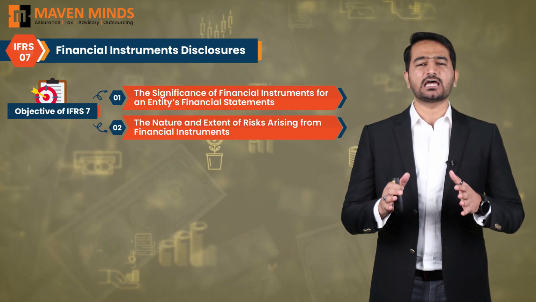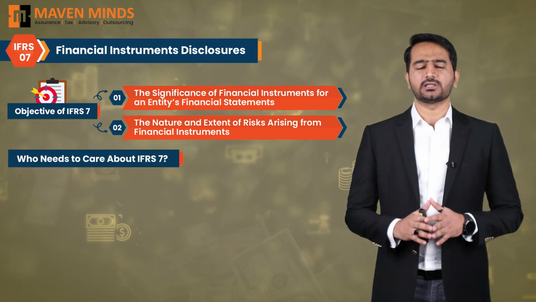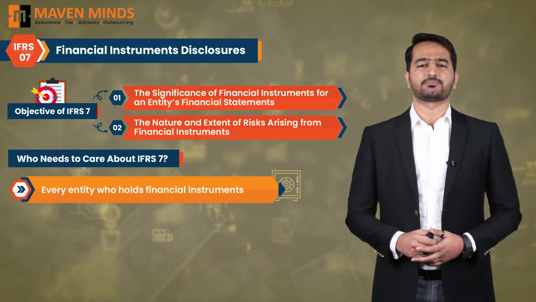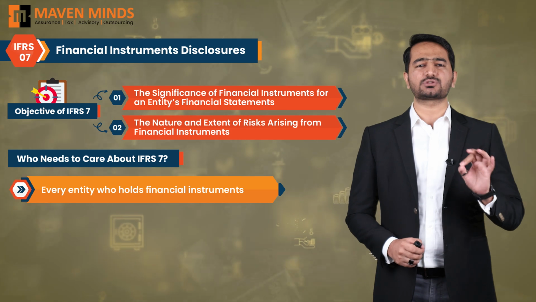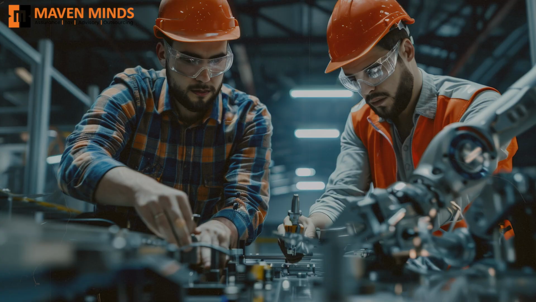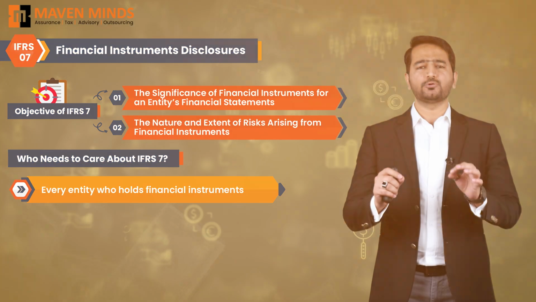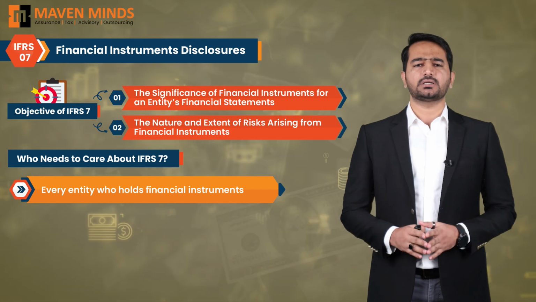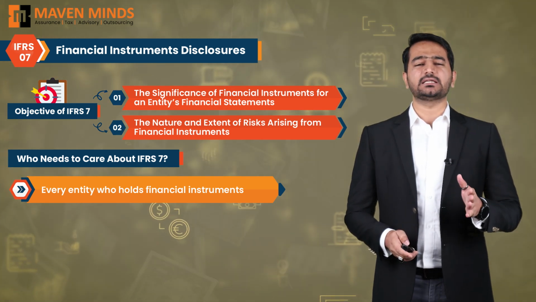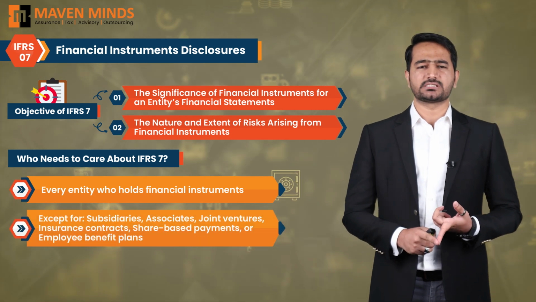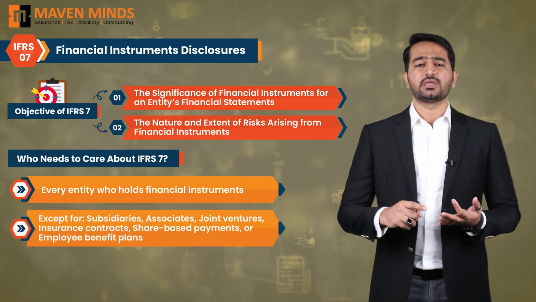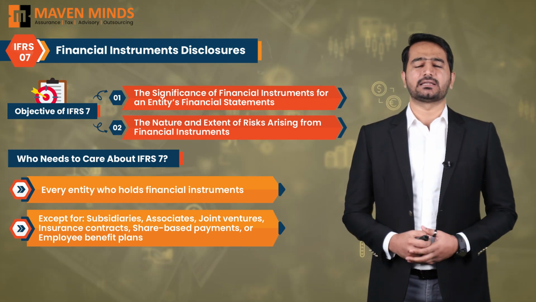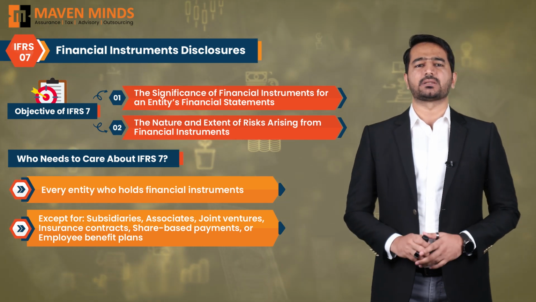Now, who does IFRS 7 apply to? Listen carefully. Any entity that holds financial instruments needs to comply with IFRS 7. There is no exception when it comes to the types of entity, whether it is a bank, a manufacturing company, or a tech startup. If you have financial instruments, you need to disclose information in line with IFRS 7. However, there are some exceptions based on the type of instrument. Disclosures about subsidiaries, associates, joint ventures, insurance contracts, share-based payments, and employee benefit plans are guided by other standards and they are not covered by IFRS 7.